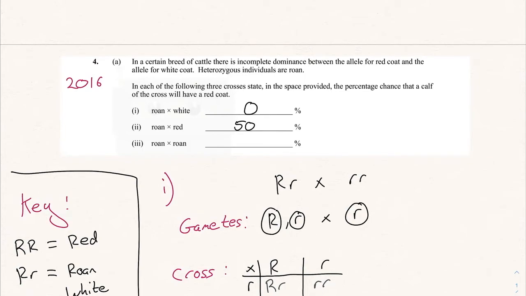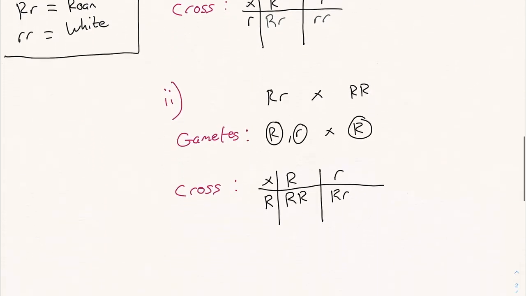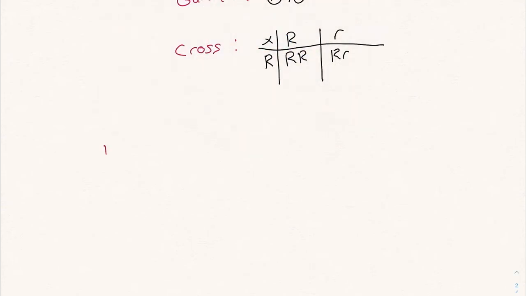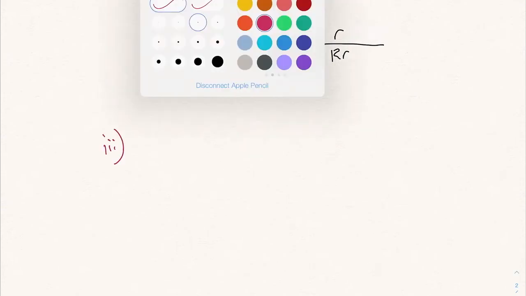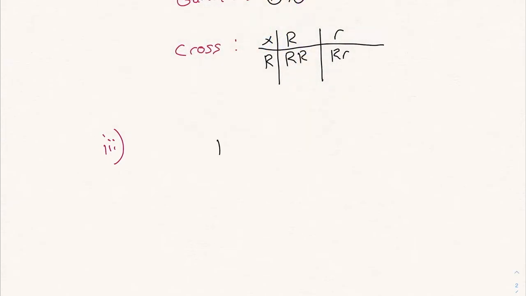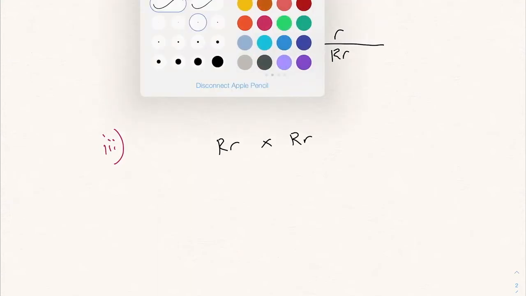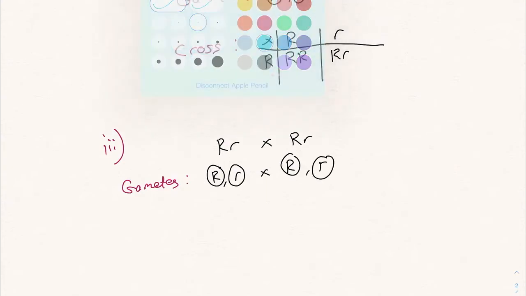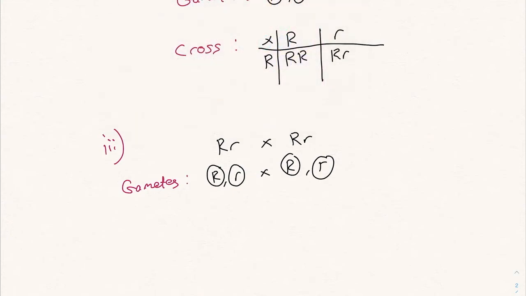And finally, we're dealing with roan versus roan. So look, we'll just do it out again here, part 3. And if it's roan versus roan, that means it's going to be heterozygous by heterozygous. Write out the gametes. So we have a few more options in this one than we did in the last one, but the method of carrying this out is the exact same, it hasn't changed.